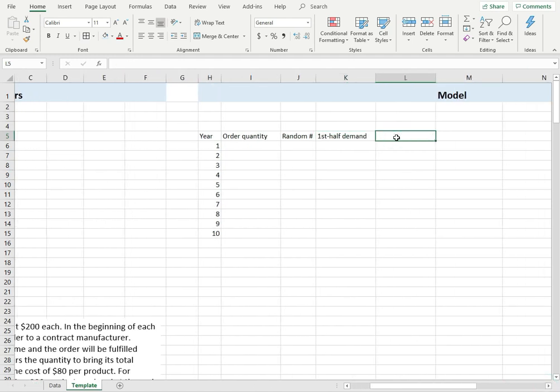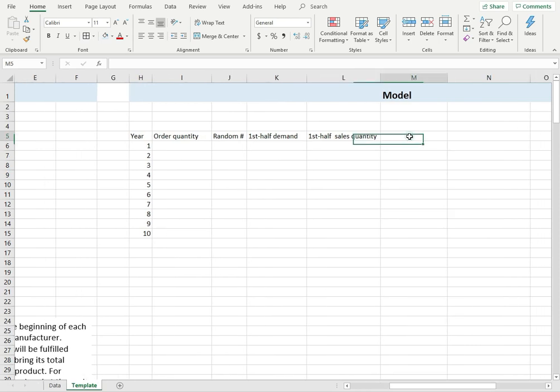After you know the demand, then you can find out what your actual sales quantity is. You can find out your sales quantity because the sales quantity is not necessarily your demand. If your available inventory is less than the demand, then you cannot fulfill all the demand. You can only fulfill up to your available inventory. So I'm going to record first half sales quantity. Okay, after knowing my sales quantity, I will be able to know also my remaining inventory, how much I left.